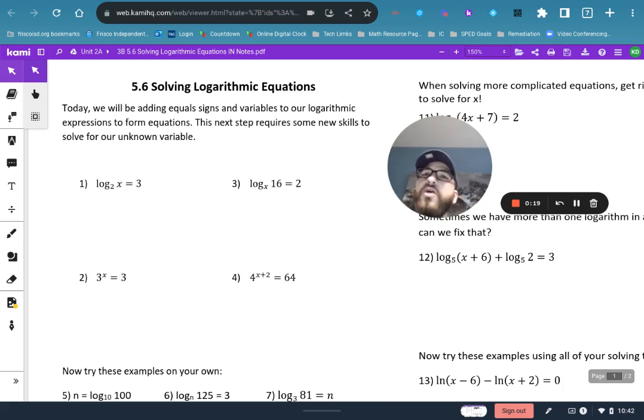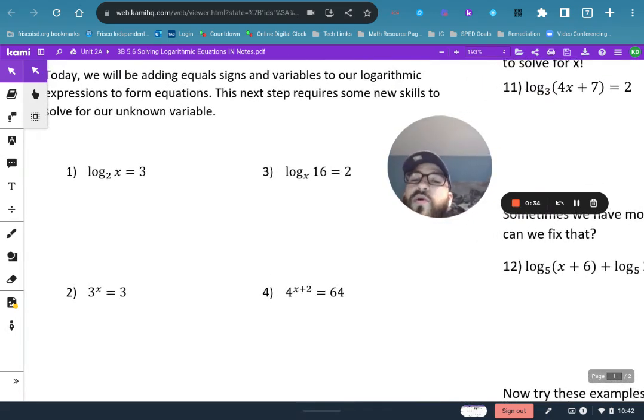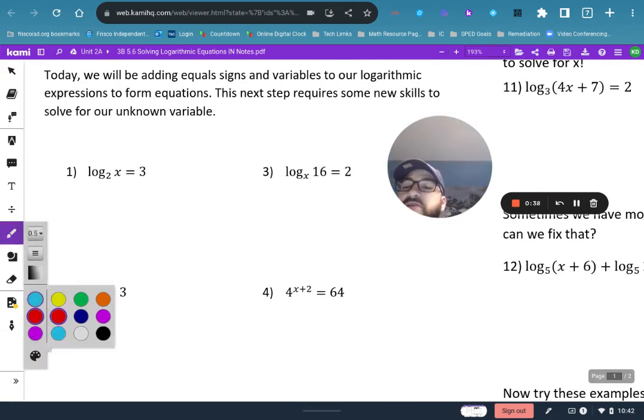So we discovered what a logarithm is, we simplified some logarithmic expressions, and now we're really building up to solving logarithmic equations. Okay. So we already had some equal signs, but now we're going to have some x's in different spots. So we're going to look at numbers 1 through 4. So number 1, we have log base 2 of x is equal to 3. So this one I want to solve for x.